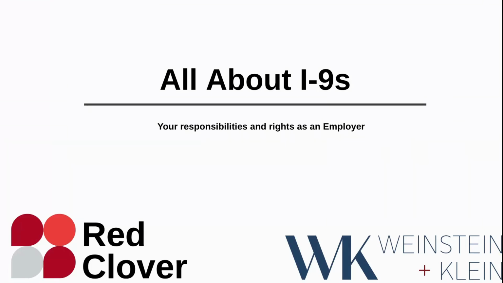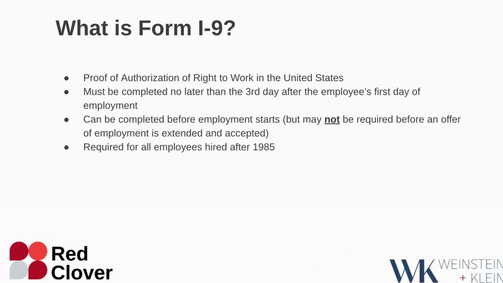Thanks, Brian. All right, so to get started, what is Form I-9? Form I-9 is proof of an individual's authorization to work in the United States. It must be fully completed no later than the third day after the employee's first day of employment. It actually can be completed before employment starts, but not before an offer of employment is extended and accepted. And it's required for all employees who have been hired after 1985.